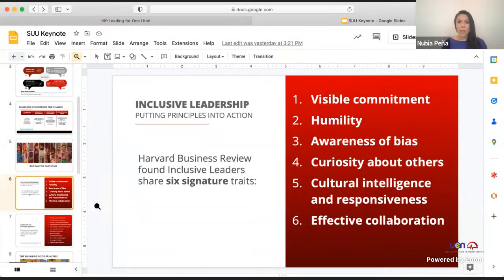Curiosity about others, right? Being willing to lean in and ask questions, not necessarily to position yourself as being right, but to learn and to grow your own understanding of the way that people navigate the world.